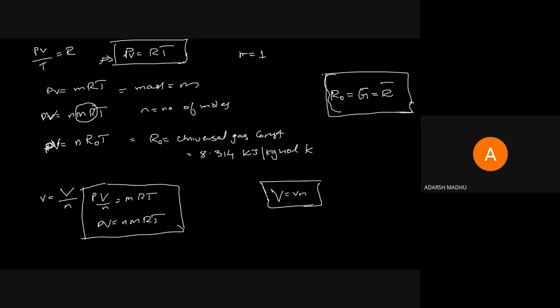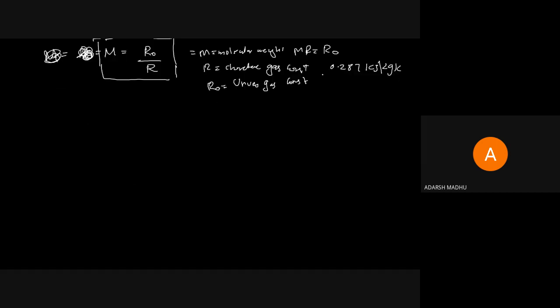Okay, for other questions we are simple. For perfect gas we are using PV equal to RT only. That is the equation of perfect gas, or equation of state, or ideal gas equation, and characteristic gas constant and also universal gas constant.